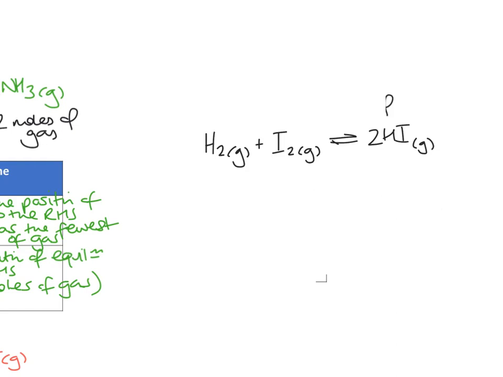So taking this example of hydrogen and iodine forming hydrogen iodide, what would happen if we decrease the pressure? I want you to pause the video and have a go at this.